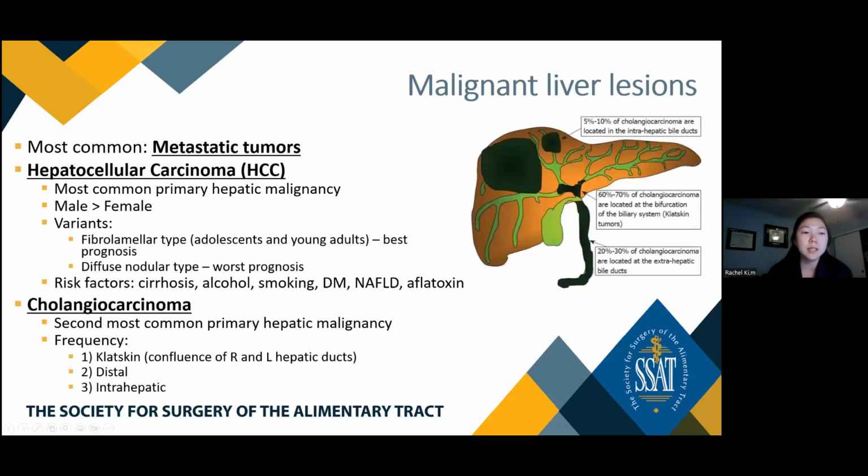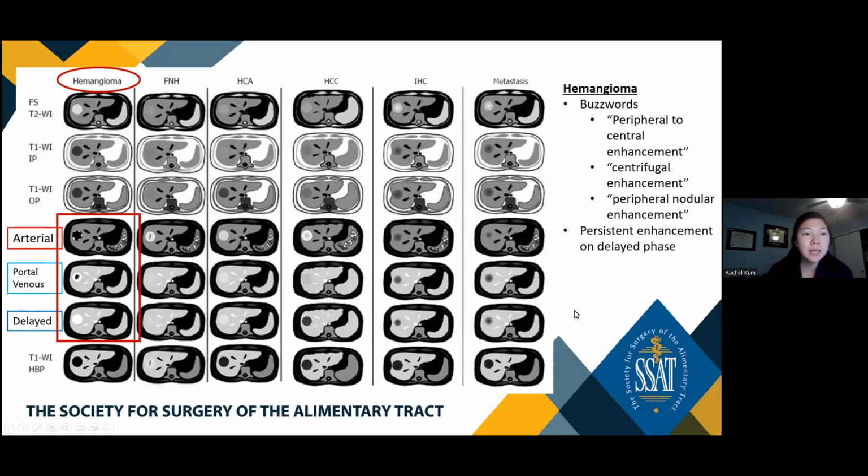And then cholangiocarcinoma is the second most common primary hepatic malignancy, but within cholangiocarcinomas themselves, intrahepatic cholangiocarcinoma is actually the least common. So within the liver, cholangiocarcinoma is the second most common, but within cholangiocarcinomas, the Klatskin tumors, which are near the right and left hepatic duct confluence, are the most common, then distal cholangiocarcinomas, and then intrahepatic cholangiocarcinomas. So this is where the money is, I think, that everyone has questions about every year.